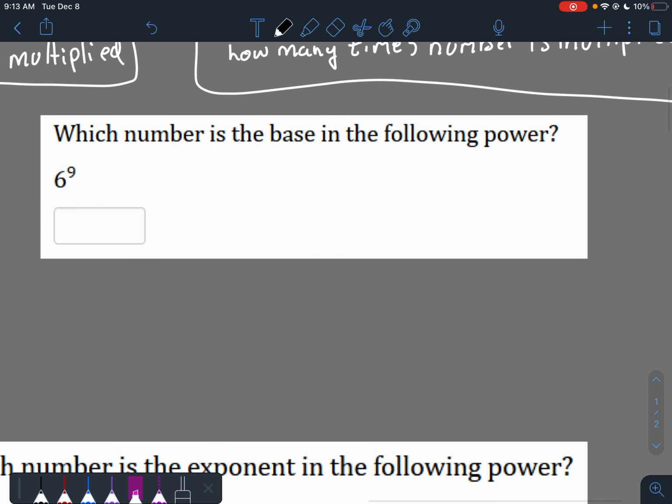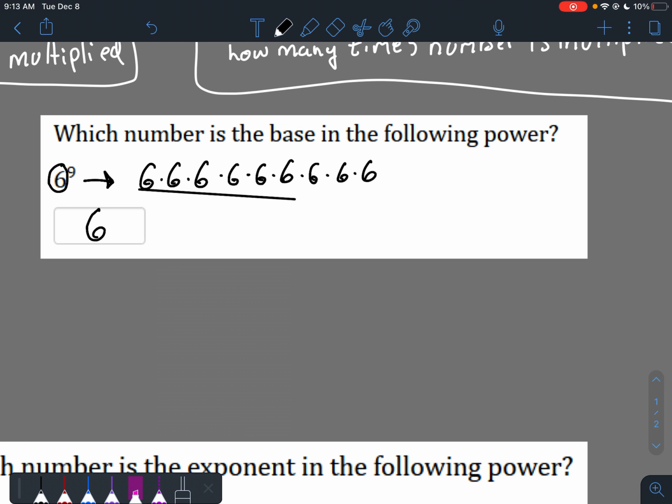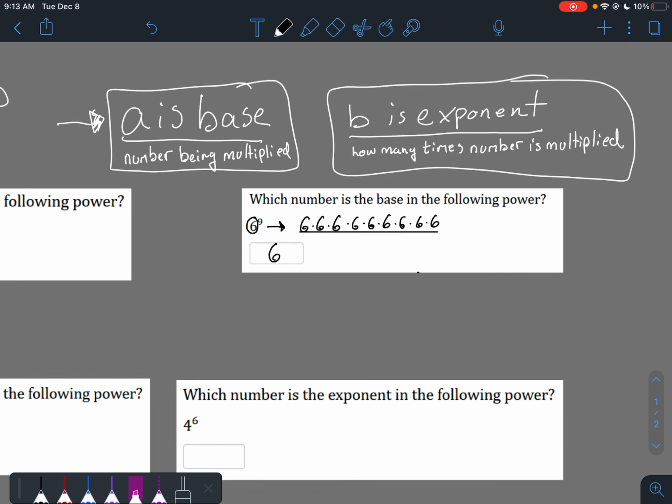Which number is the base in the following power? It's 6 to the 9th. So in this situation, the base would be the 6, right? If I was to write this out, it would be 6 times 6 times 6 times 6 times 6 times 6 times 6 times 6 times 6, which is going to be a pretty substantial number. But notice, we're writing it out 9 times.